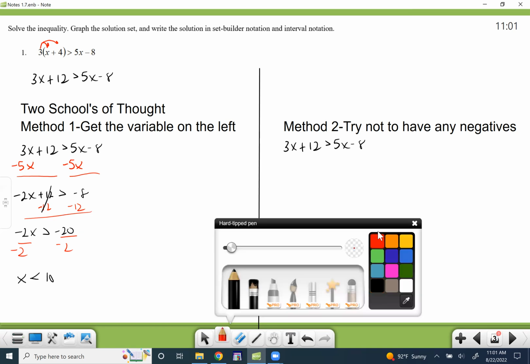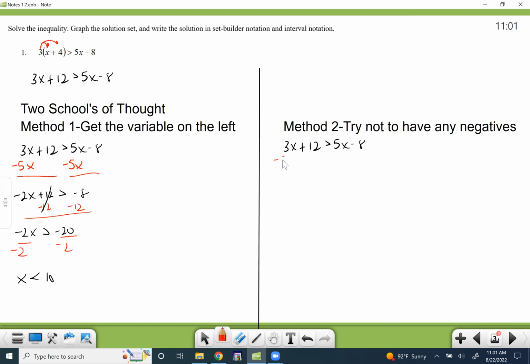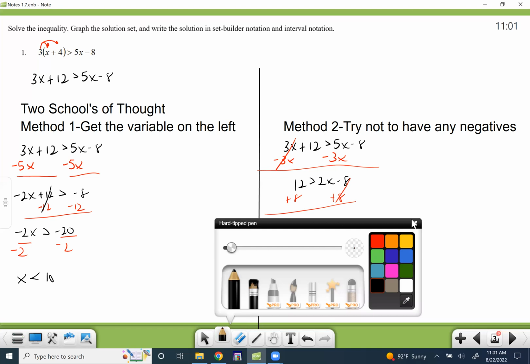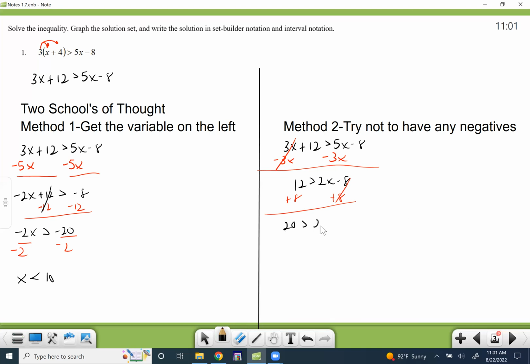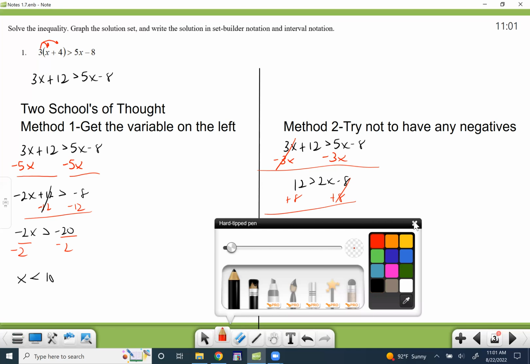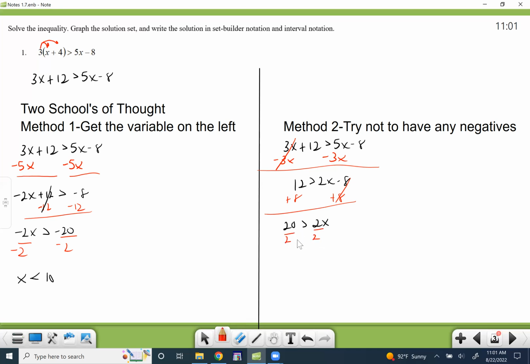All right, for the second method, we try not to have any negatives. So instead of moving the 5x, I'm going to move the 3x because now I do not have a negative. You'll notice that it's going to be a positive 2x, unlike on the last one where we had a negative 2x, right? And then we'll proceed as we did, 8, 8, 20 is greater than 2x, divide by 2. Now this one is one step longer, which is why people might not choose to do this one, okay?